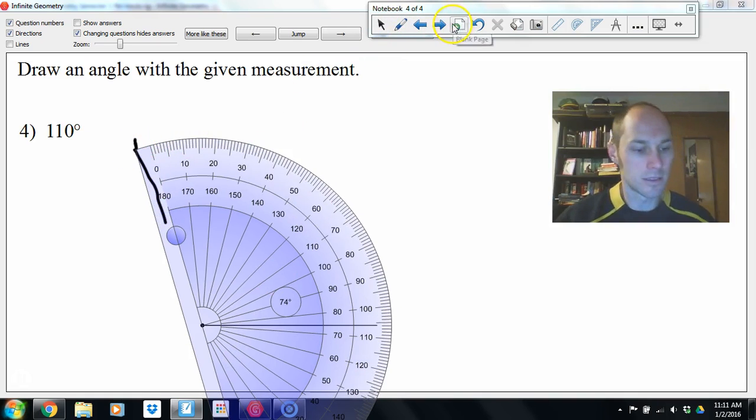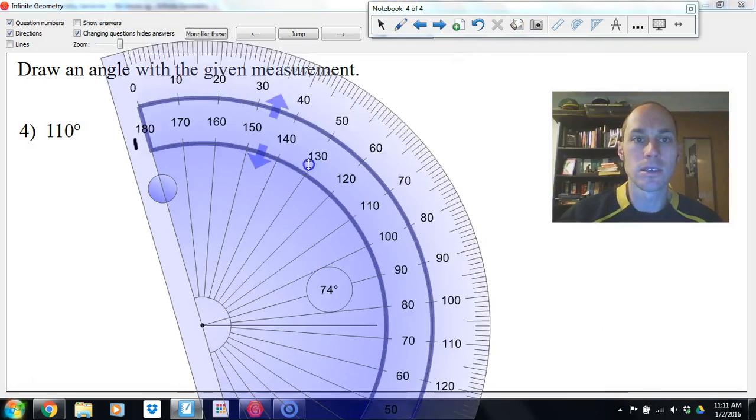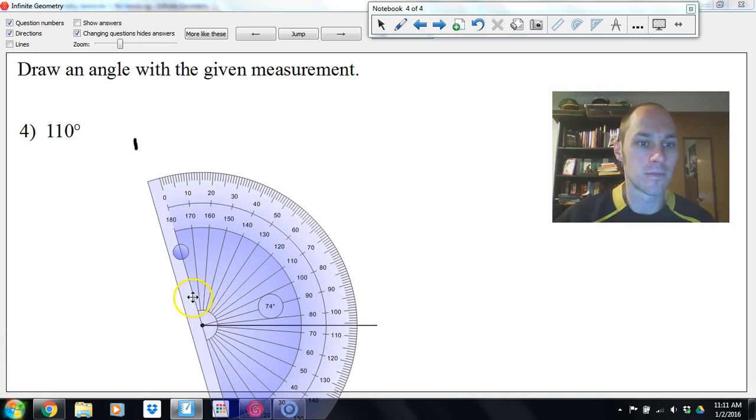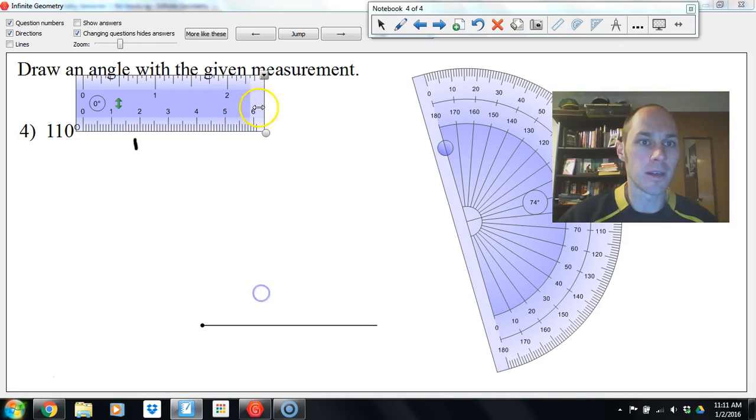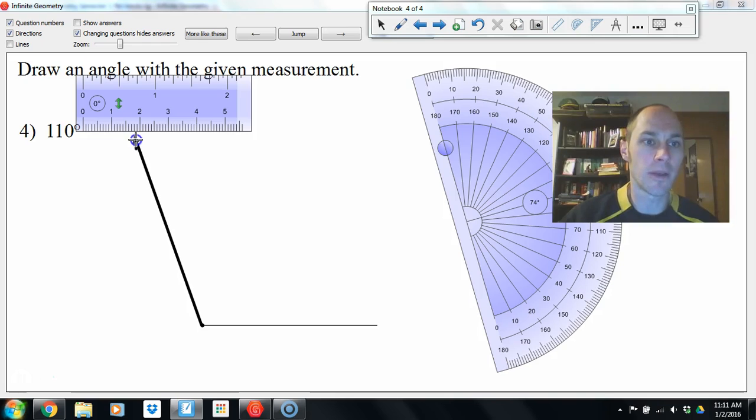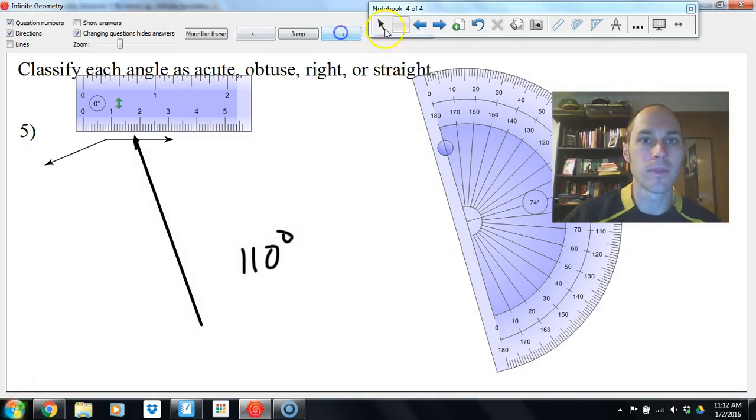Oops, undo. It'd be better if I use my straight edge. I get my straight edge out. I can line that right up and get a straight line. So I'm having trouble lining this up, but what you would do is just get your straight edge and line it up with the mark. I can use my line tool and draw my angle right there. And I've got a 110 degree angle. Check it. Does it make sense? Yeah, that's an obtuse angle, so that should work.